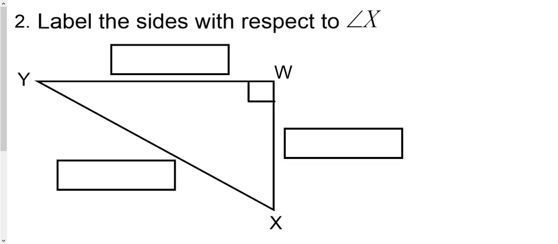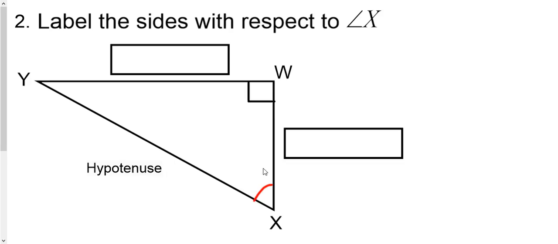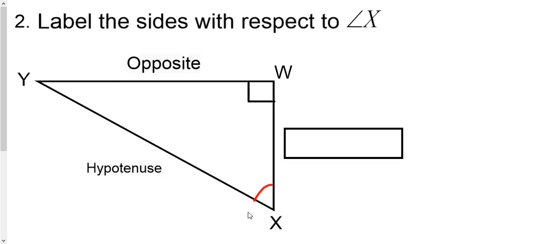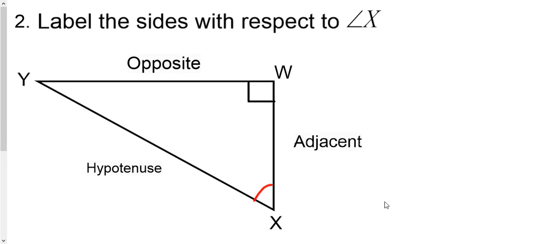With respect to angle X over here, down on the bottom, of course, these two sides are the legs. This is the hypotenuse, opposite that right angle. Opposite this angle X is over here, side WY. That's the opposite side of this angle. And that makes this side WX the adjacent.